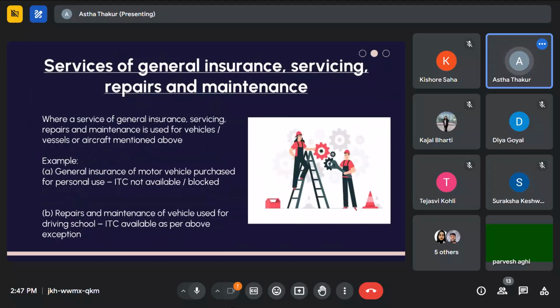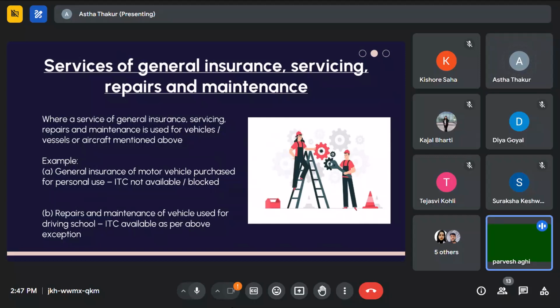When coming to the example, if we are a general insurer of a motor vehicle purchased for personal use, then ITC is not available. But if the amount is expended on repair or maintenance of a vehicle used for a driving school or these kinds of things, then ITC is available.